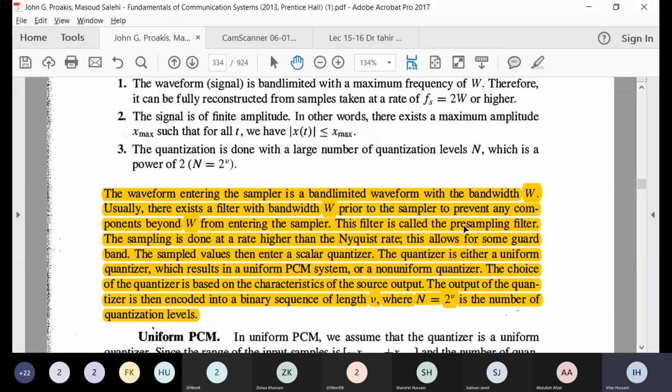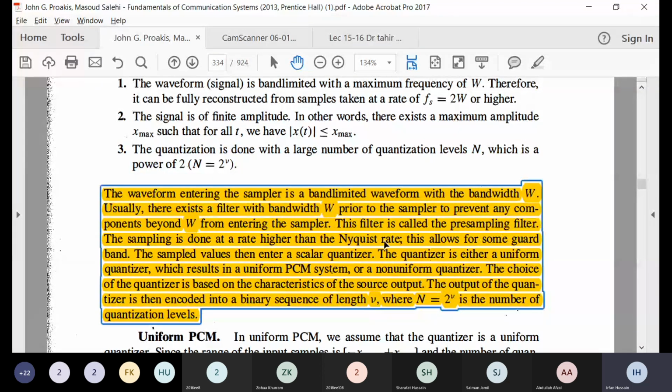So as I told you, the book calls it a pre-sampling filter. You can give it any name. First of all, we will have a pre-sampling filter that makes sure the signal is restricted to W bandwidth. Then we will sample at the Nyquist rate, which is 2W. If you want to put some guard band, as we discussed, then you can sample at a higher rate. Either the Nyquist rate or a higher rate.